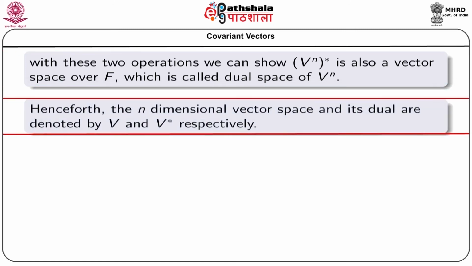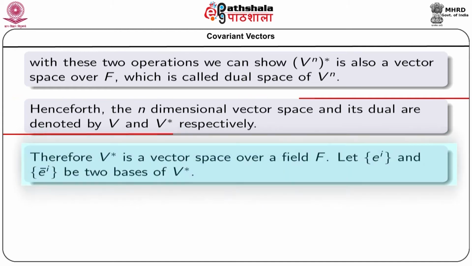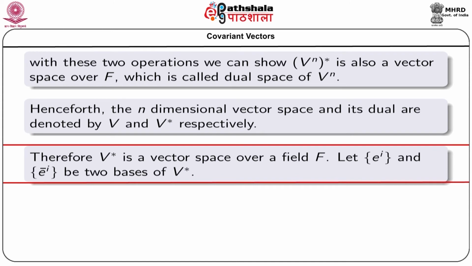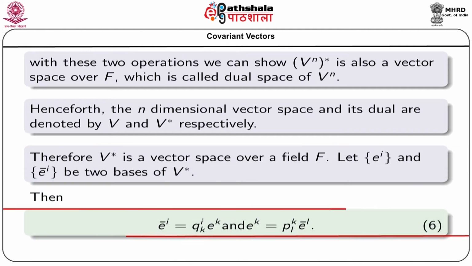Henceforth, the n-dimensional vector space and its dual are denoted by V and V star respectively. So, we will not give the dimension n henceforth. Therefore, V star is a vector space over a field F, and let E^i and Ē^i be two bases of this V star.